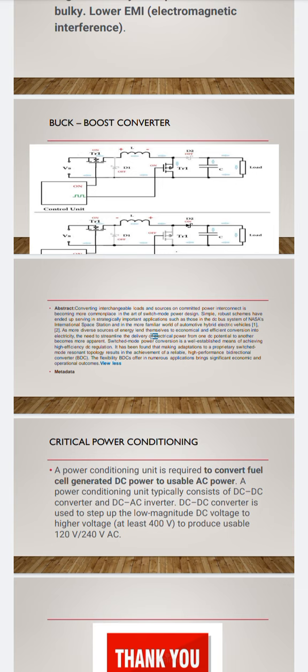A power conditioning unit typically consists of a DC to DC converter and a DC to AC converter. The DC to DC converter is used to step up the low magnitude DC voltage into a higher voltage to produce usable 120 volts or 240 volts AC.